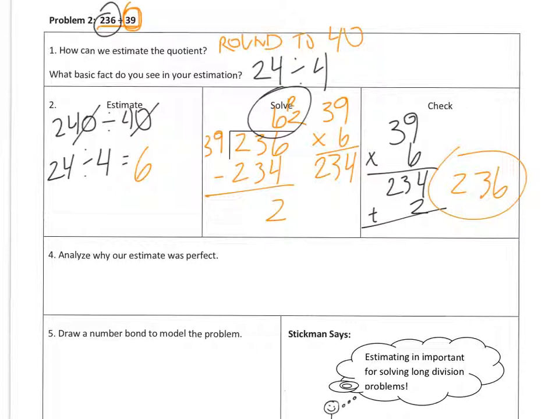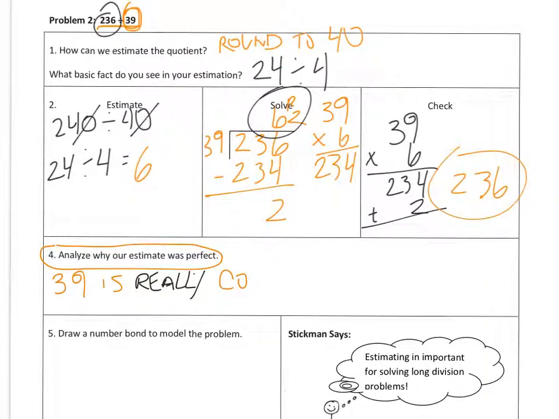So why was our estimate so darn good? Well, we didn't round very far. 39 is really close to 40. And 240 is pretty close to 236. So that's why our estimate looks so good, is we didn't round very far.